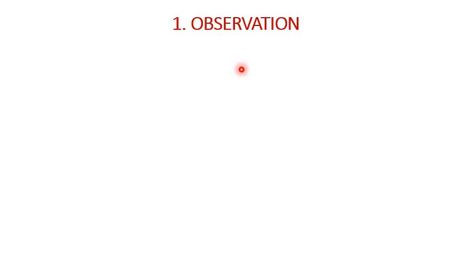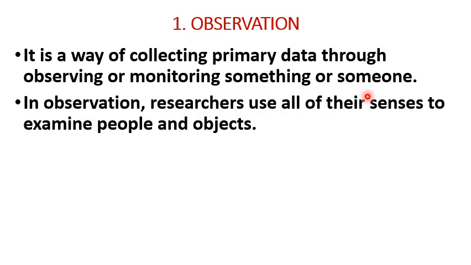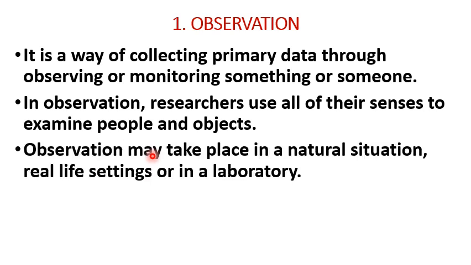Let me start from observation. It is a way of collecting primary data through observing or monitoring something or someone. So observation is the monitoring of a human being or material objects. In observation, researchers use all of their senses to examine people and objects. So sense organs are used to examine people and objects in observation. Observation may take place in a natural situation, real life settings, or in a laboratory.